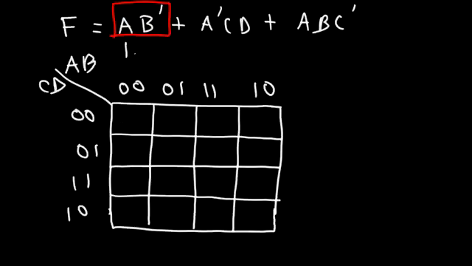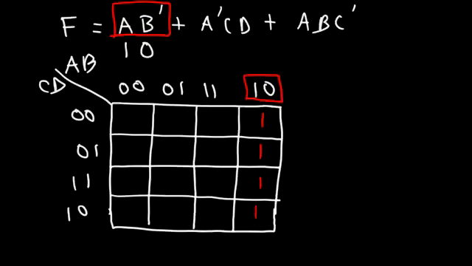So we have A, which we're going to put a 1 for, and for the complement of B, let's put a 0. So when is A 1 and when is B 0? A is 1 and B is 0 anywhere in this column. So we're going to put a 1 everywhere in that column.